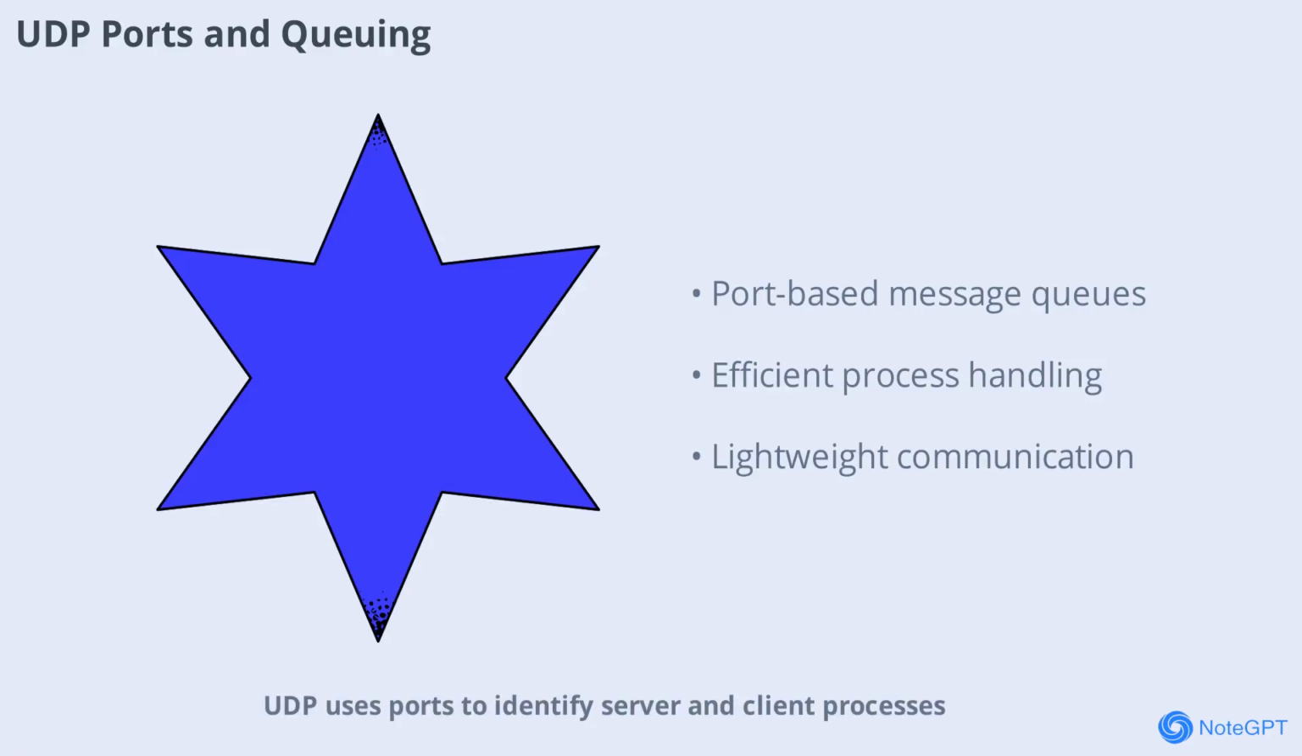UDP uses ports to identify server and client processes. Well-known UDP ports include 7 for Echo, 53 for DNS, and 161 for SNMP. Each port is associated with a message queue. Incoming messages are appended to the queue, and if the queue is full, messages are discarded. When an application reads a message, it is removed from the queue. This simple queuing mechanism supports efficient, lightweight communication for multiple processes.